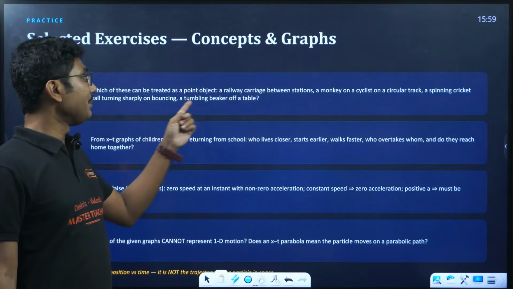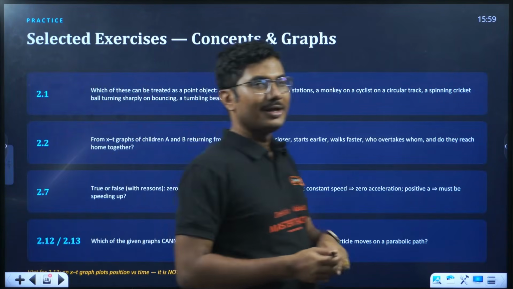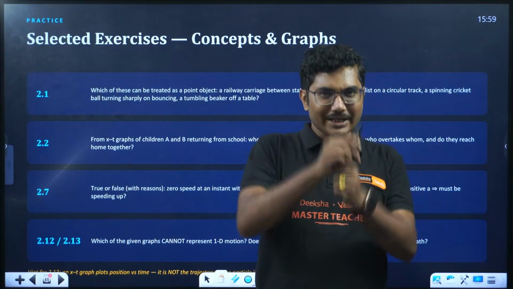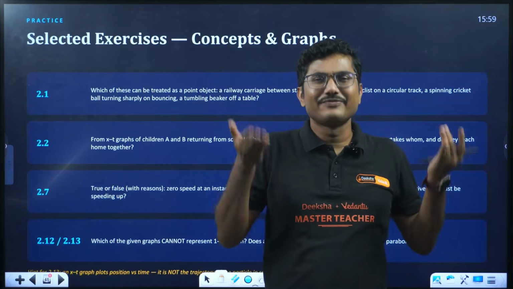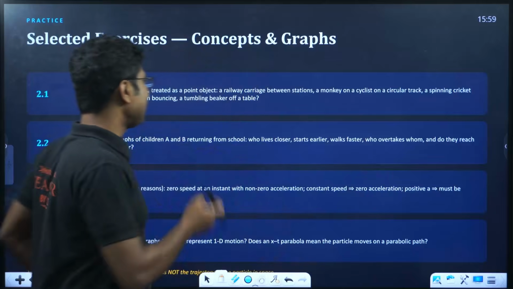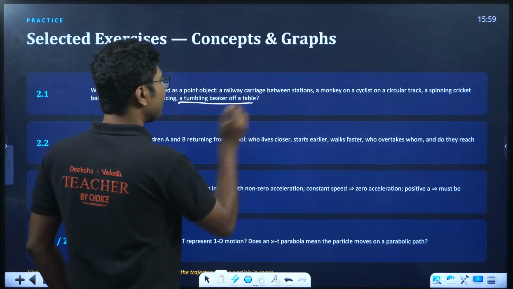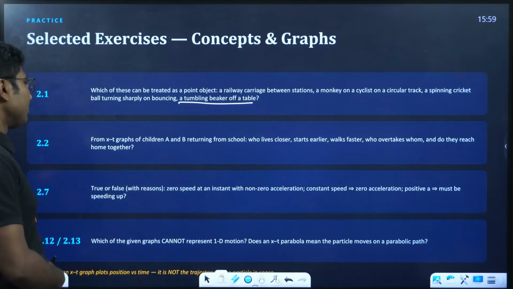A tumbling beaker on a table. So a beaker falling off the table, or on the table but tumbling, falls down. Obviously the displacement is very small, so you cannot consider it to be a point object. So except this one, all the objects can be considered point objects.